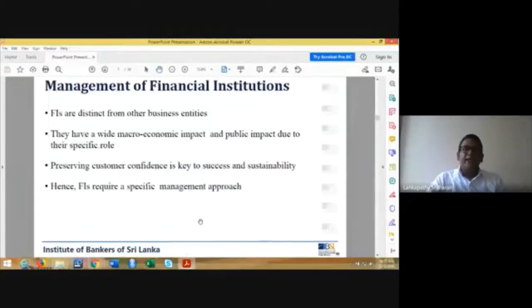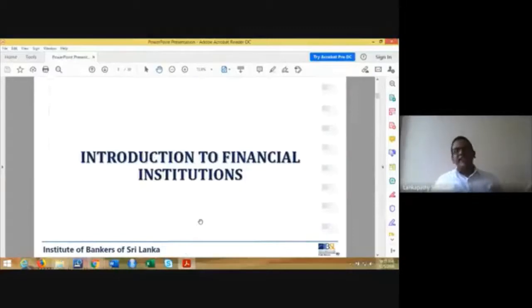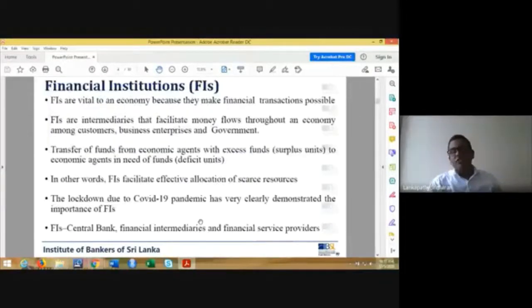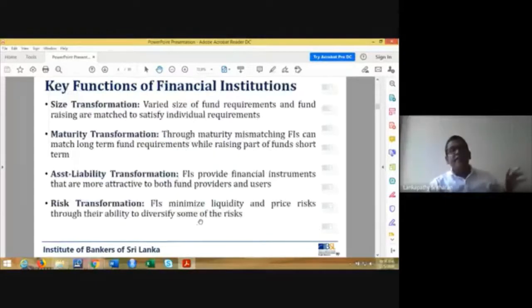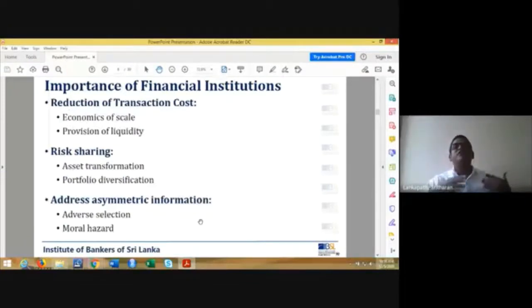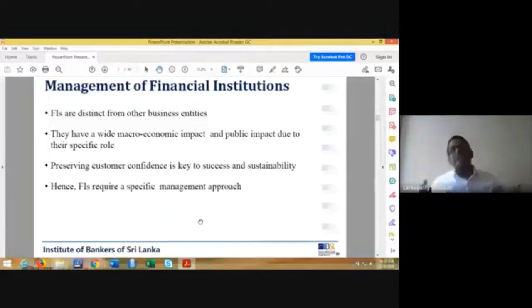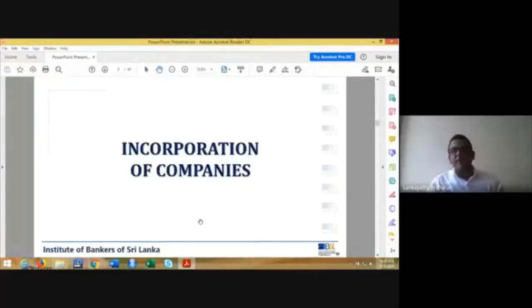So these are the main areas we have discussed in the introduction to financial institutions. First, we saw what a financial institution is, some background information, and which institutions come under financial institutions. Then we discussed the key functions: size transformation, maturity transformation, asset and liability transformation, and risk transformation. Then we discussed the importance of financial institutions and their management, particularly how it differs from the management of other business entities. So this is our first section. Before moving to the incorporation of companies, if you have any questions, you can ask.